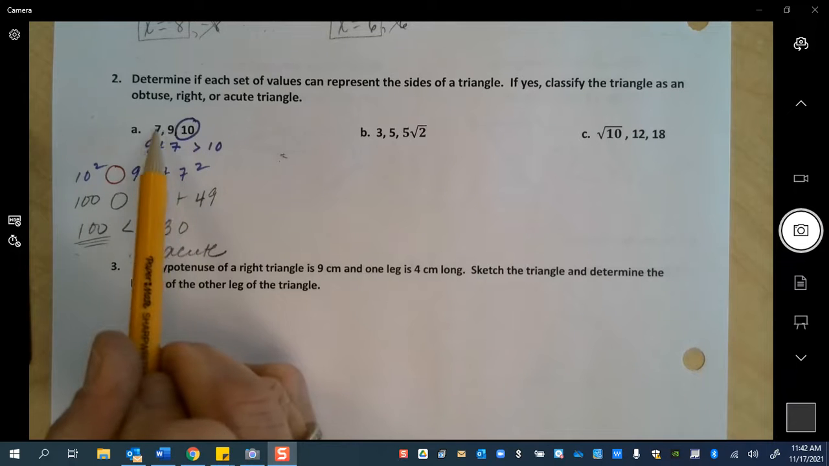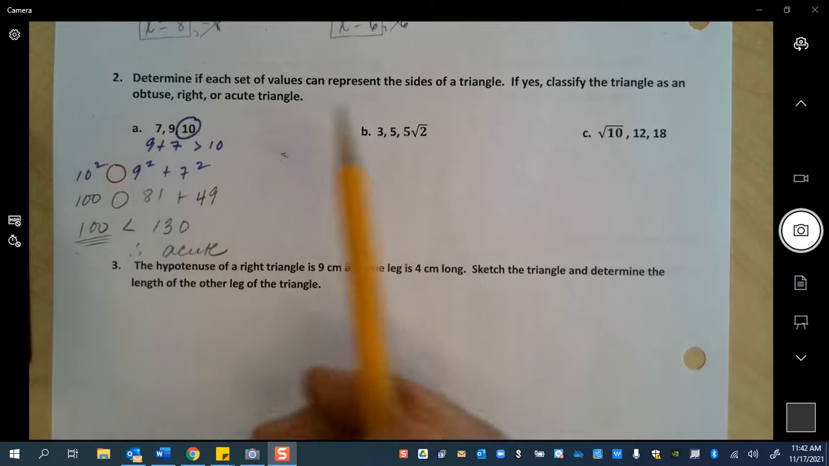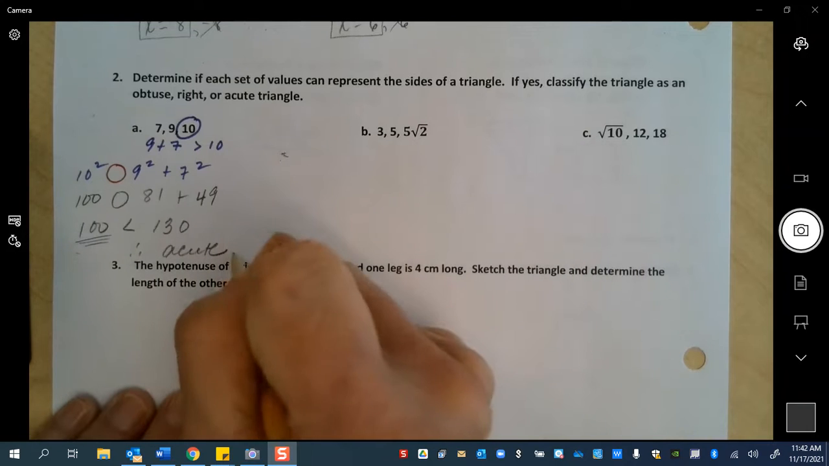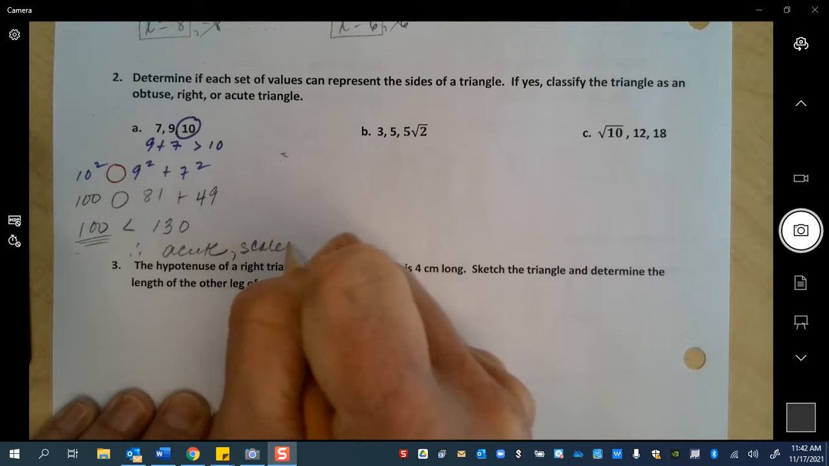I know it's scalene because each of the sides is different, so I can go ahead and classify that triangle as acute and scalene.